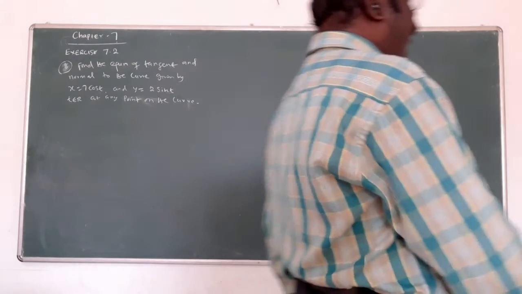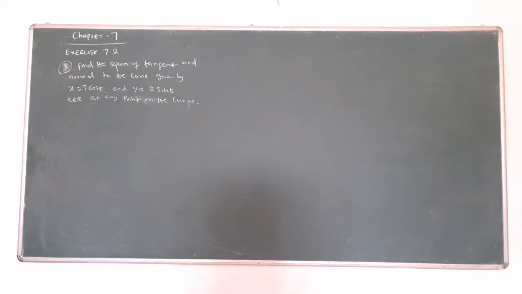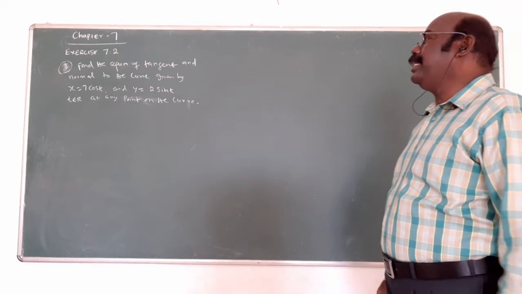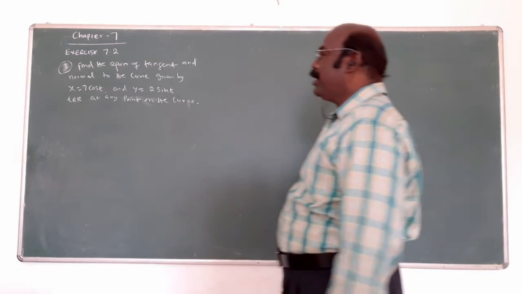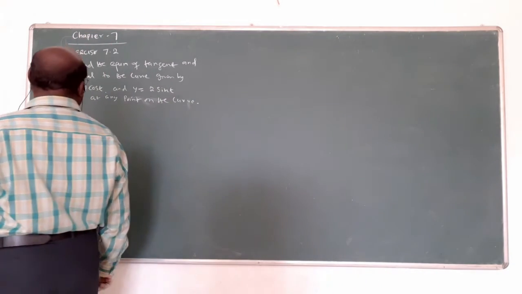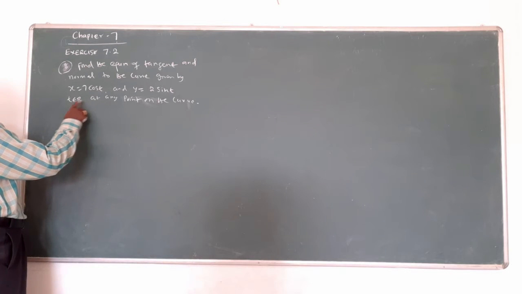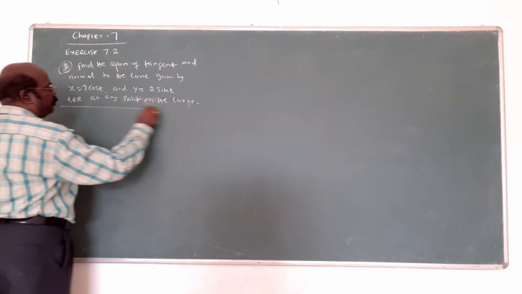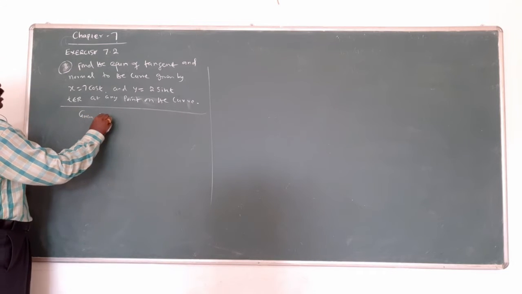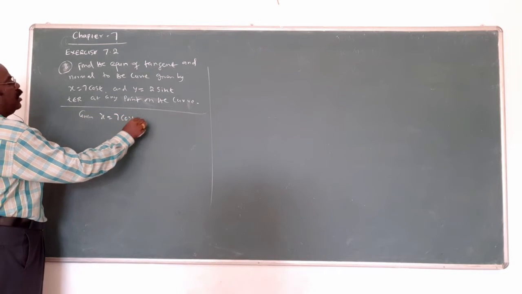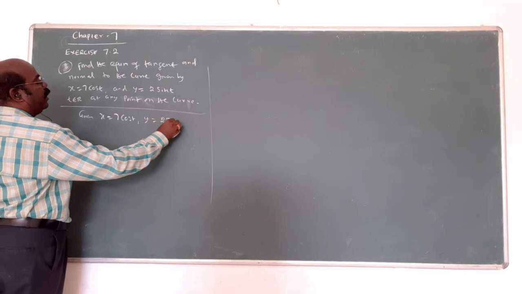Next question. Example 6 problem, 8th question. Find the equation of tangent and normal to the curve given by x equals 7 cos t and y equal to 2 sin t at any point on the curve. This is given. What is given? x equals 7 cos t and y equal to 2 sin t.